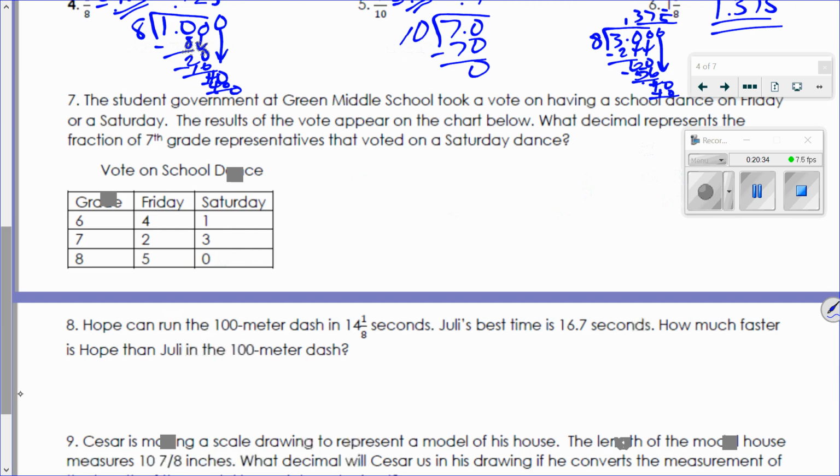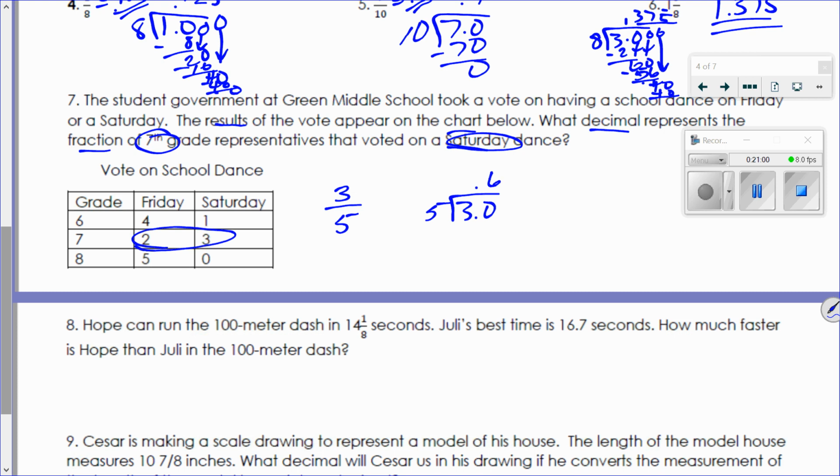Number 7. Student is having a school dance Friday or Saturday. Results of the vote are in the chart below. What decimal represents the fraction of 7th grade representatives that voted on a Saturday dance? So I'm only looking at the 7th grade out of this whole chart. Saturday, there were 3 of them that voted for it out of how many 7th graders voted? 5. So there's my fraction. So my decimal is 3 divided by 5, or 6/10. So the decimal is 6/10.